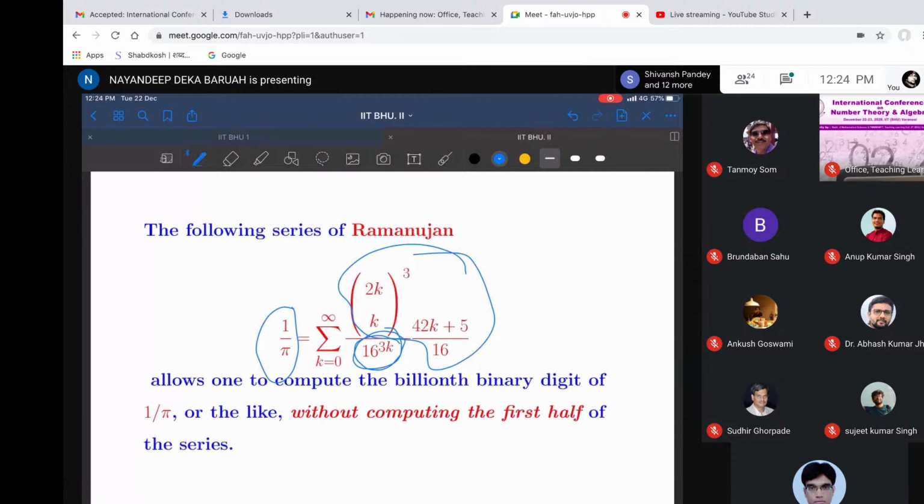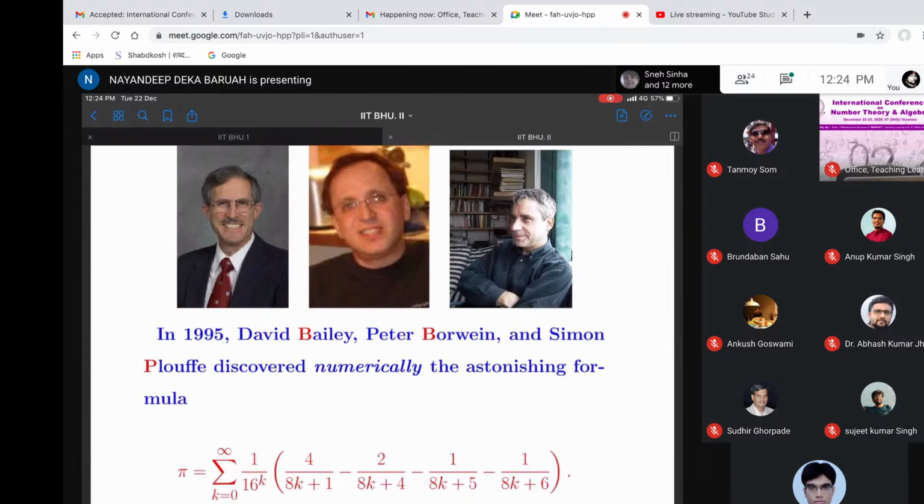But in fact, the actual formula was found by some other method. They used Ferguson and Bailey's so-called PSLQ method. So in 1995, Simon Plouffe found this formula. He found this formula, a beautiful formula.